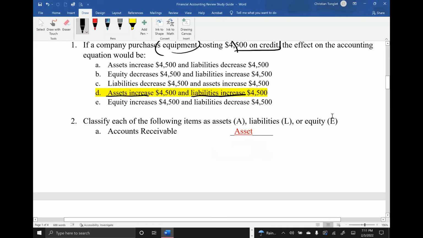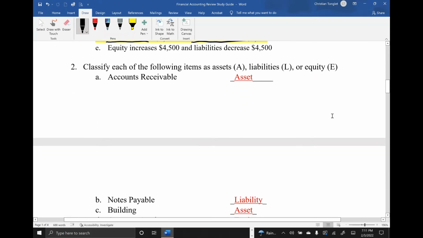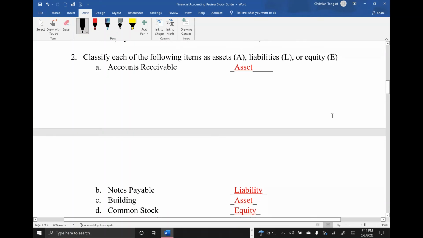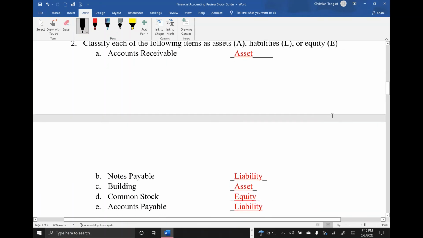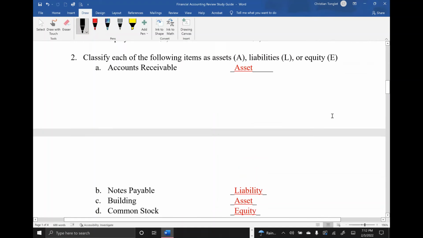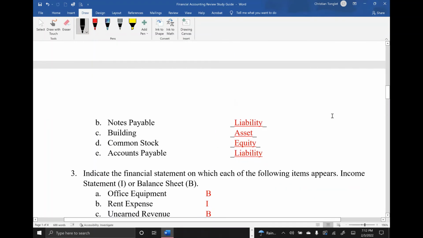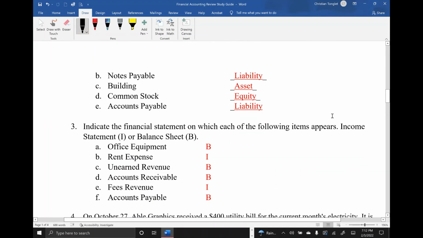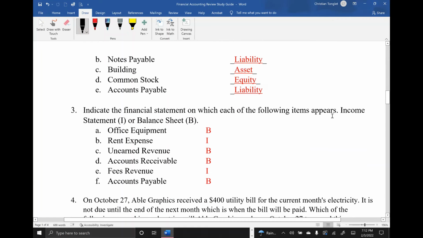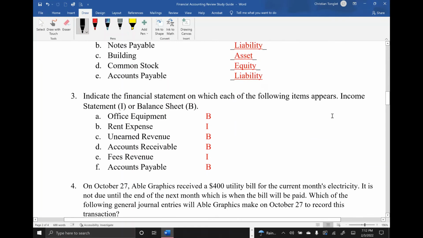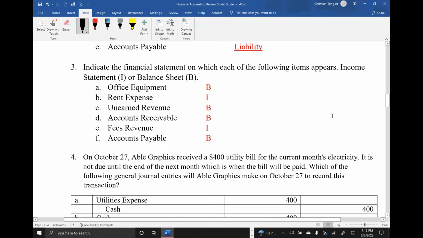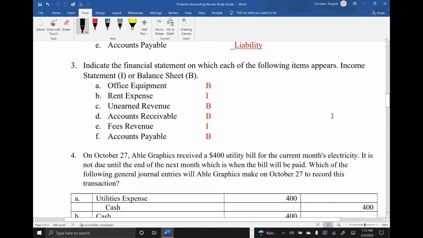All right, so classify if it's asset, liability, or equity. So this is just memorizing those accounts. So that way you'll know what it is. So we have the assets, we have a liability, we have another asset with the building. Common stock is in your equity section. Accounts payable is a liability. And then indicate the financial statement on which the following items appear. Is it the income statement or balance sheet? And it just lists those accounts and you would just say which one it is.